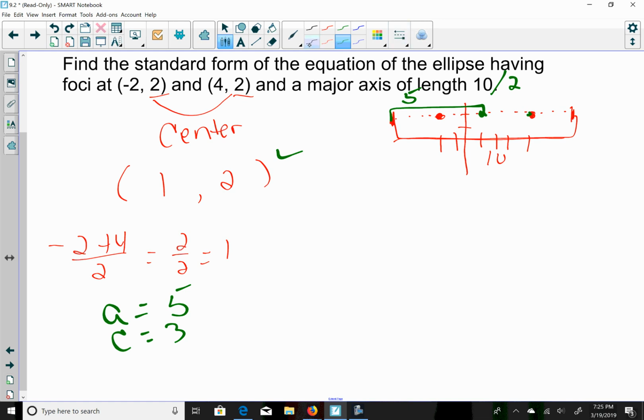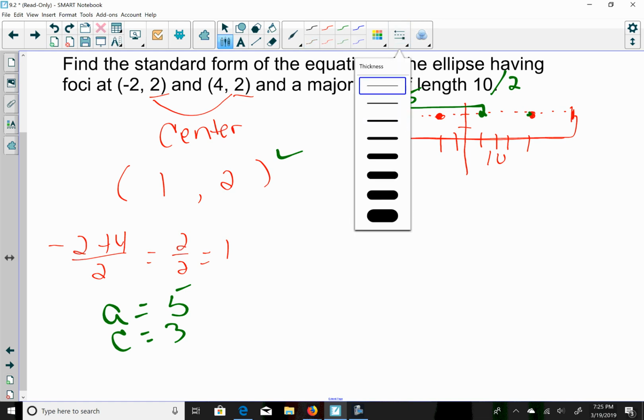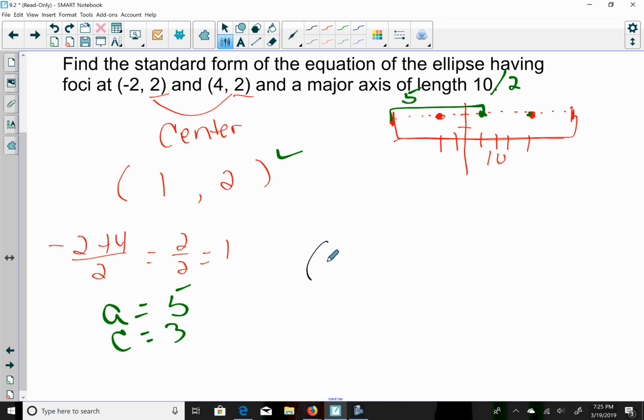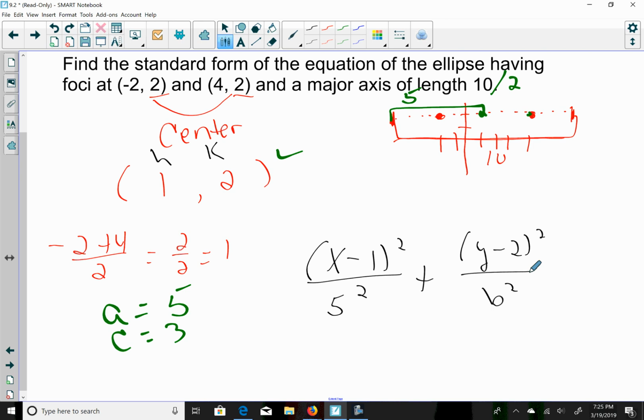So I'm looking at my formula sheet, and you will have that formula sheet for any test or quiz. I'm going to start with x minus 1 squared over a squared, remember this is my h and my k, so 5 squared, because we decided it has to go with the x coordinate, plus y minus 2 squared over b squared, because I haven't figured out b yet, is equal to 1, because every equation for an ellipse in standard form is always set equal to 1. So now I have to find b squared.